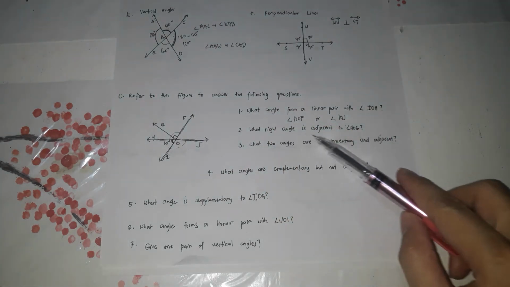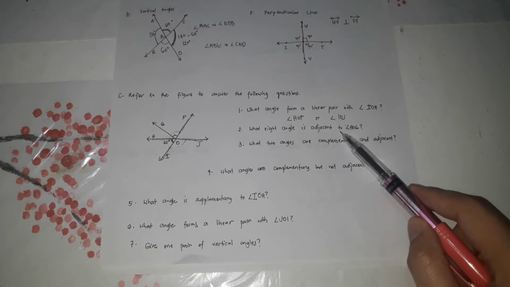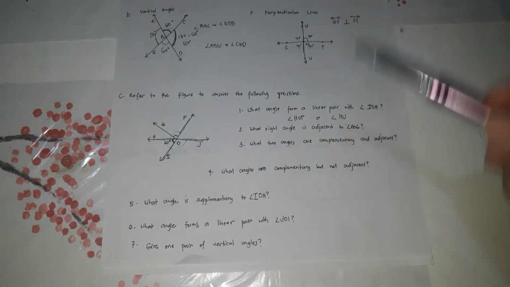Next, what right angle is adjacent to HOG? So this is HOG. So adjacent, ibig sabihin, dapat katabi niya. So this is the right angle. Ibig sabihin nitong box na ito, instead of a circular mark, is a right angle. So, ang katabi ni HOG, it's either this one or this one. And we're going to choose the right angle. So, ang right angle, ito siya. So it's GOF, angle GOF.